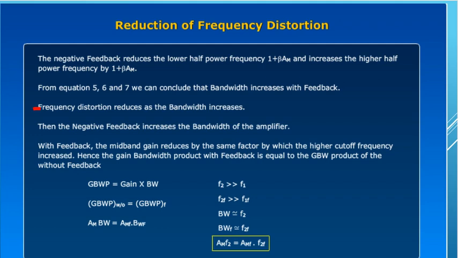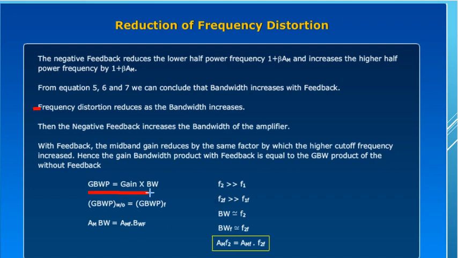From equations 5, 6 and 7 we can conclude that the bandwidth increases with feedback. The frequency distortion is reduced as the bandwidth increases. So negative feedback increases the bandwidth of the amplifier. With feedback, the mid-band gain reduces by the same factor by which the higher cutoff frequency is increased. Hence, the gain bandwidth product with feedback is equal to the gain bandwidth product without feedback.